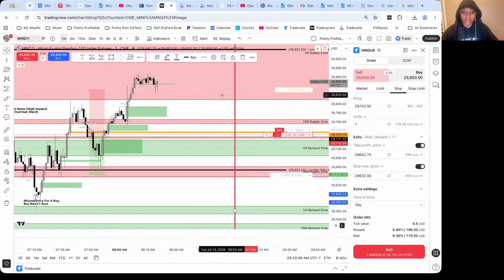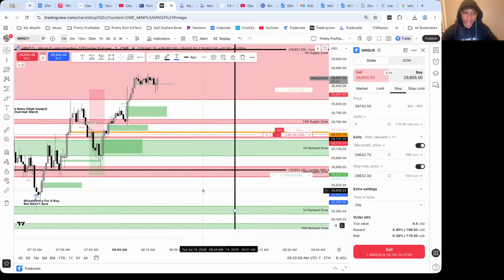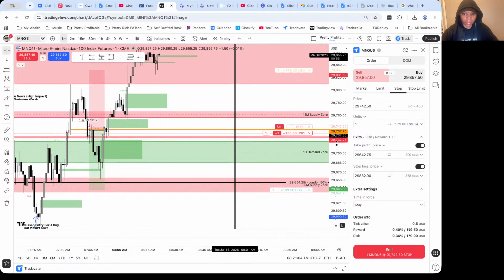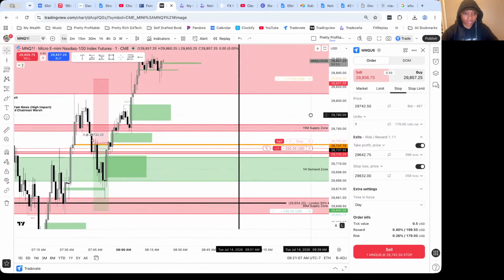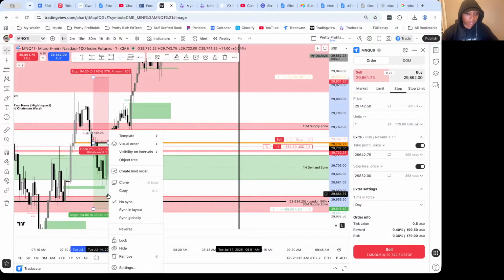I like thick lines. I think this maybe should be black. Yeah. I just want to be able to break even. That's the lowest I got. That's crazy. Like, they did go in that direction.